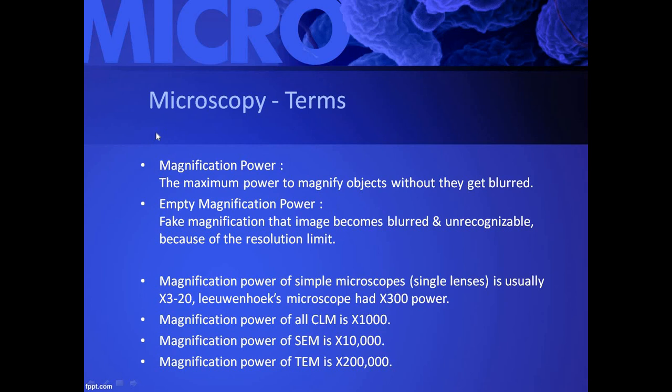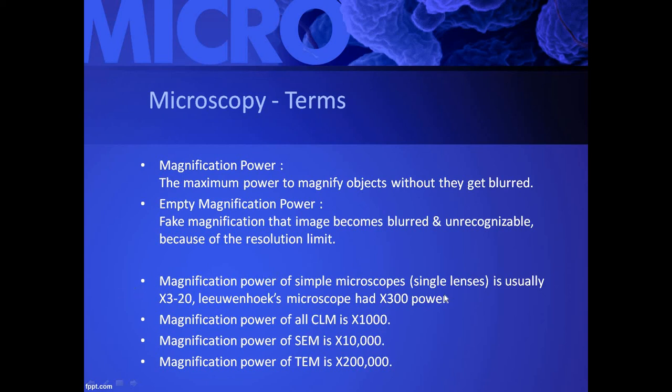Magnification power. Magnification, we all know what it is. Magnification power is the maximum power to magnify objects, the most important thing, without they get blurred. So if you can magnify a picture without it getting blurred, this is true magnification power. While at the moment it gets blurred, this is fake magnification. We call it empty magnification power. So it's fake magnification that image becomes blurred and unrecognizable because of the resolution limit.